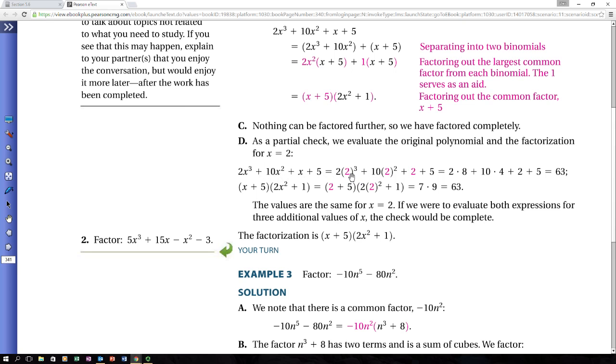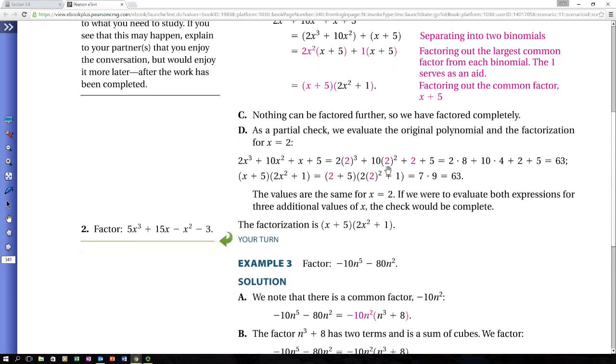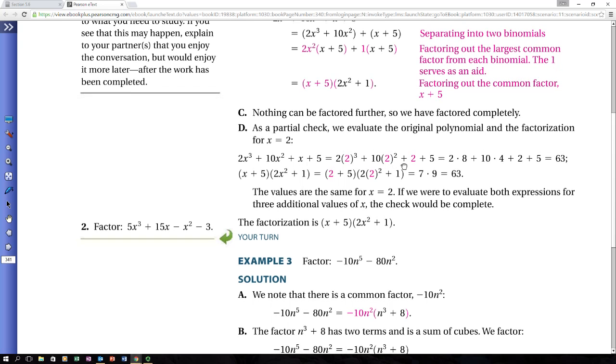Remember to use order of operations: you have to cube this 2 before you multiply times 2. There's a big difference between 2 times 2 cubed and 4 to the 3rd power. You're going to get a very different number and you'll get it incorrect. So make sure you follow order of operations. Here I have to square that 2, do exponents before you multiply. And I do that and the value of this polynomial when x is equal to 2 is 63.